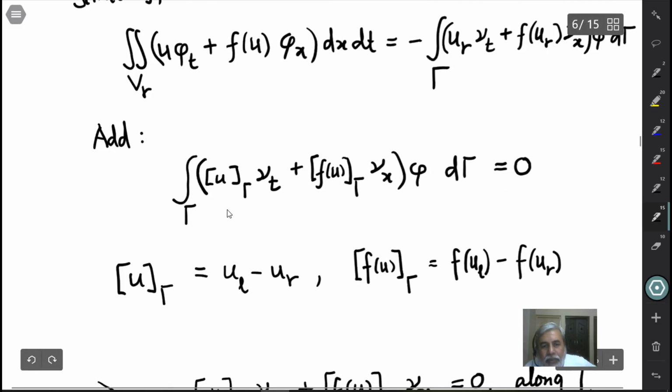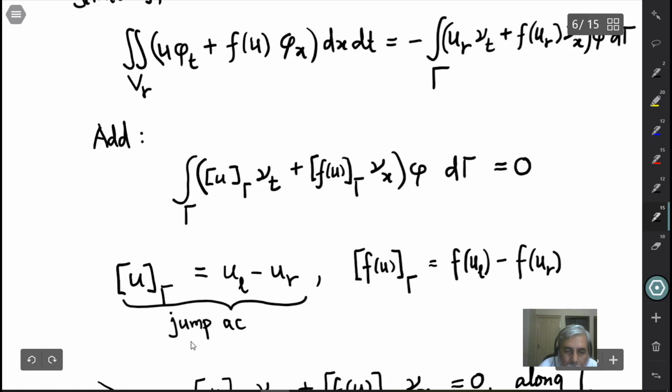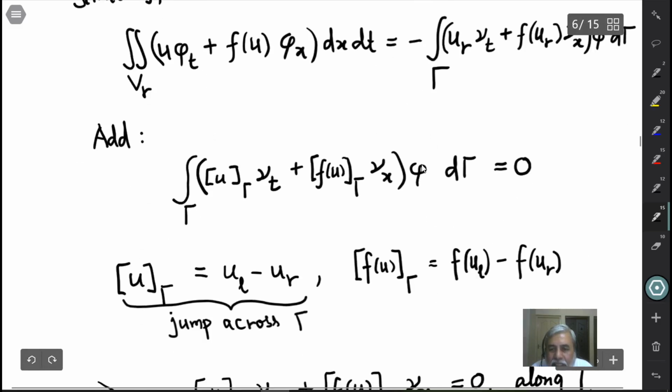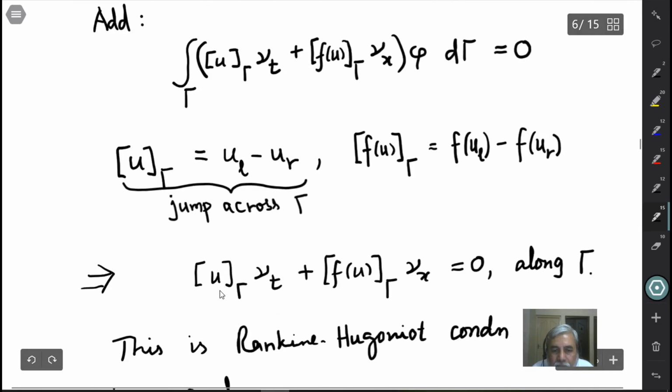Okay, so here I have denoted by this square bracket, these are jumps across gamma. And that jump induces a jump in the flux here. So this is the jump of U and this is the jump of F(U). Just by adding these two relations, we get that. And again, since phi is an arbitrary test function, we should have this relation. So this integrand vanishes. Okay, so this holds along gamma.